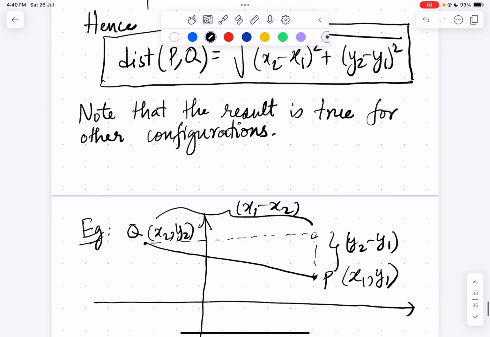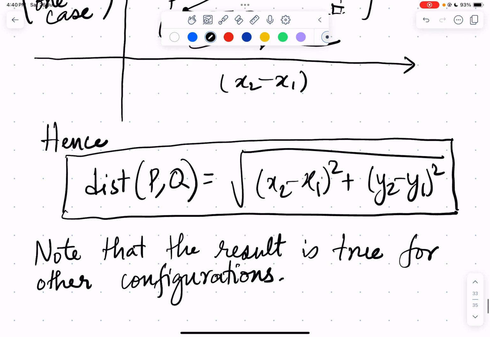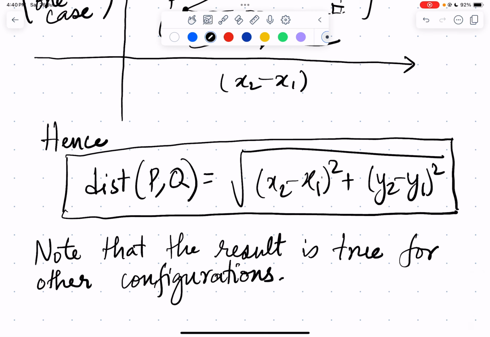So the distance between any 2 points in the plane is the square root of (x2 minus x1) squared plus (y2 minus y1) squared. So this is basically Pythagoras theorem in coordinate geometry.